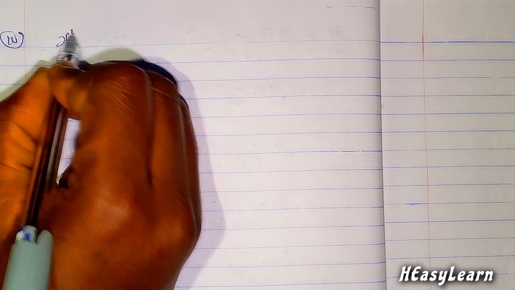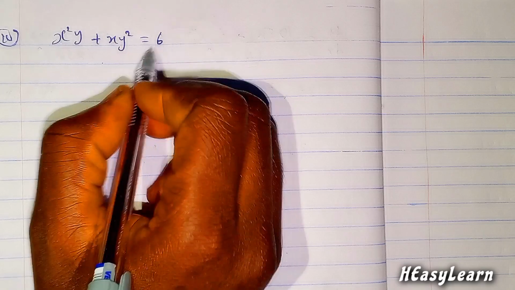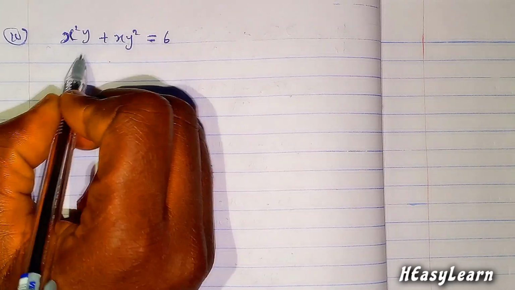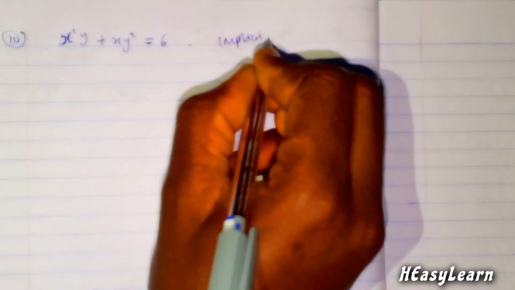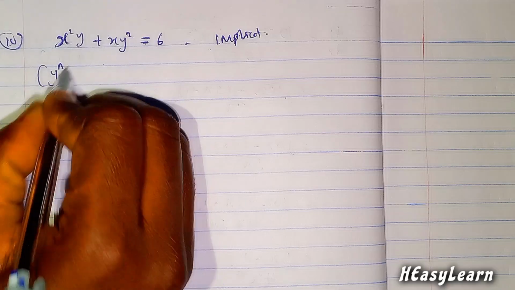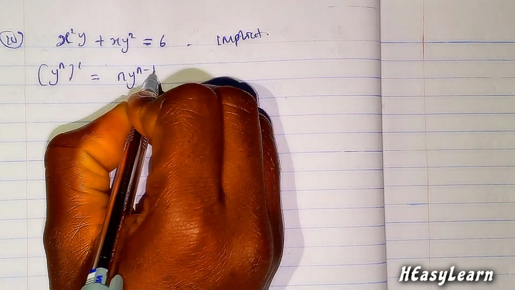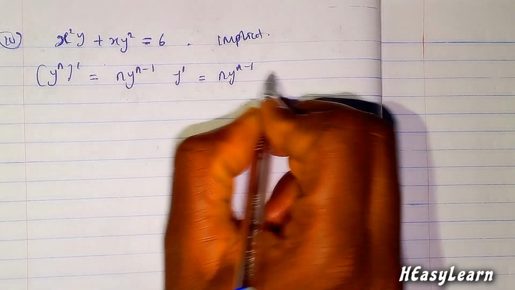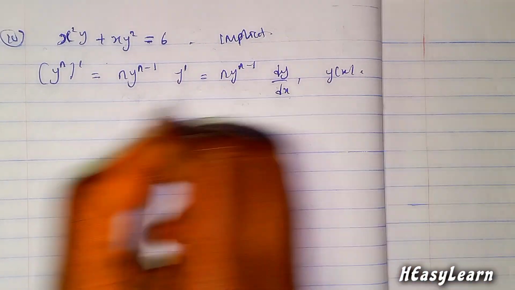Given the function x squared y plus x y squared equals 6, what type of function is this? In this case, x and y come together in this function. This is called an implicit function. So in this case, given y to the power of n, what is the derivative of this function? It is n y to the power of n minus 1 times y prime, the same thing as n y to the power of n minus 1 times dy dx, because y is a function of x.